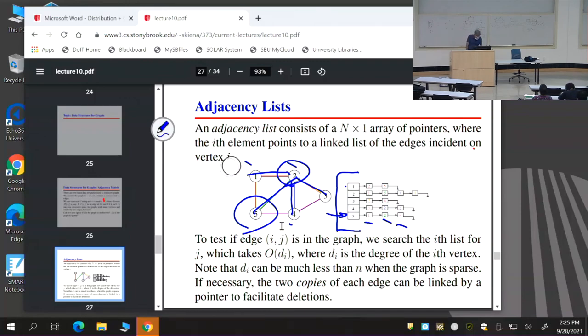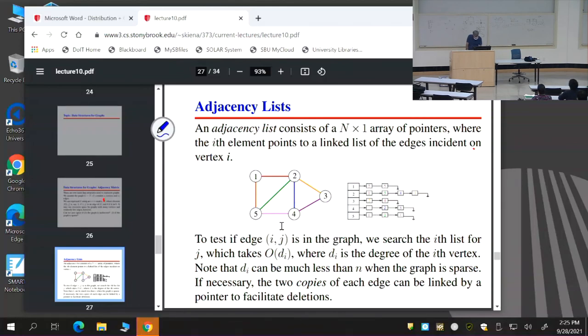If we have an undirected graph, how many times is each edge going to appear in the adjacency list data structure? There's an edge 2-5. Where does edge 2-5 appear in the adjacency list data structure? Okay, yeah? It should be in the second linked list. And because it's undirected, it's also going to be in the fifth linked list. Does everybody see that?